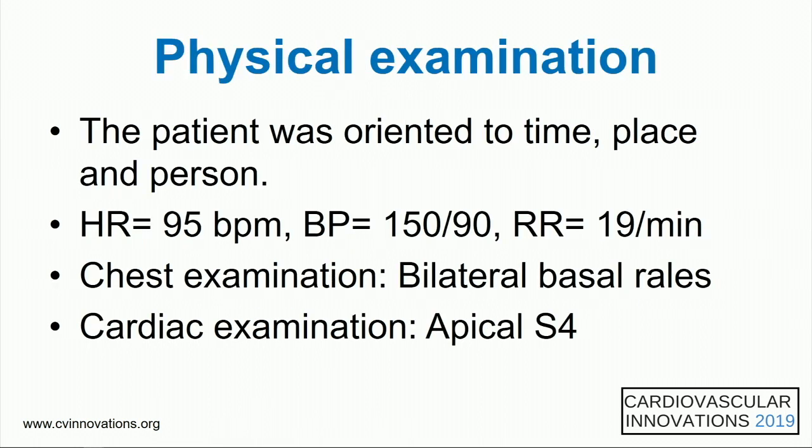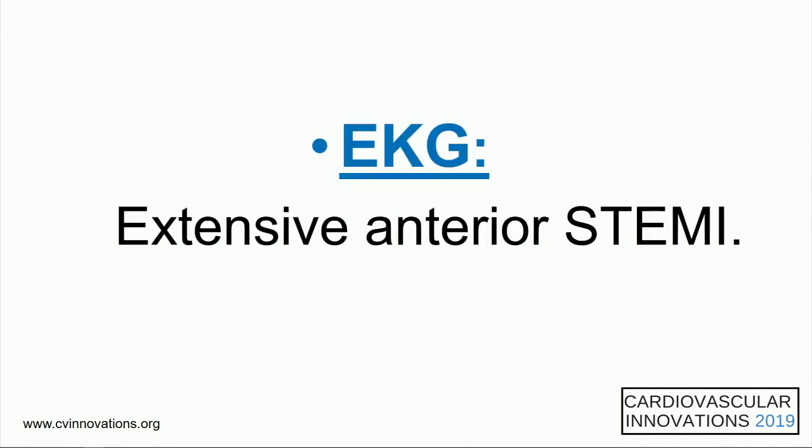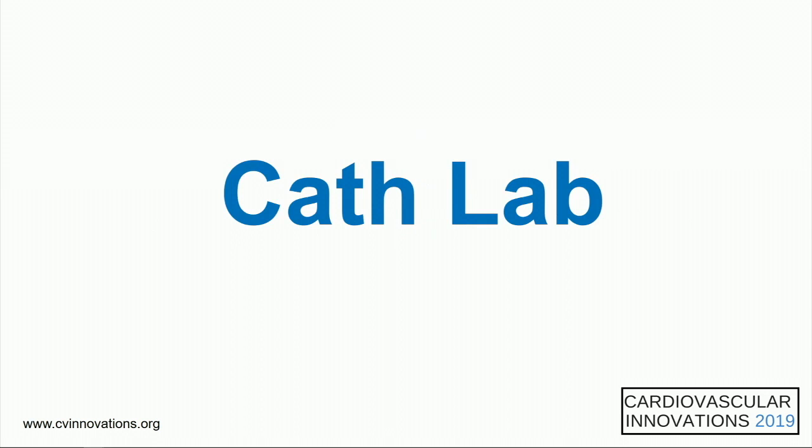The patient was oriented to time, place, and person. Her heart rate was 95 beats per minute, and blood pressure was 150/90. Respiratory rate was 19 per minute, and chest examination showed bilateral basal rales. Cardiac examination showed apical S4. Her EKG showed extensive anterior STEMI. So we proceeded directly to the cath lab.